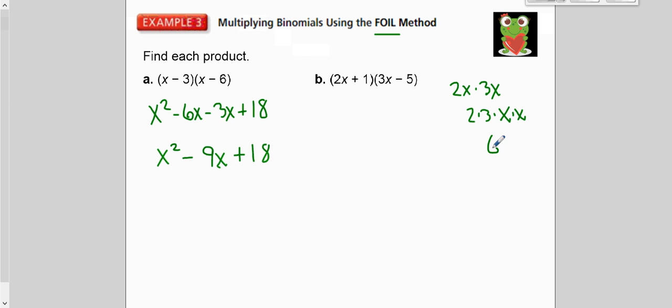Multiply your 2 and 3 together. X times x is x squared. Okay, so multiplying your first terms, 2x times 3x. Now do the outer terms, 2x times negative 5. Write it down. Do your 4 multiplications on your mark, get, set, go.